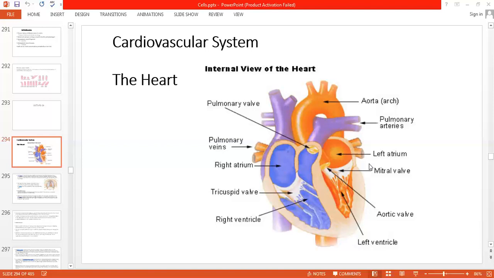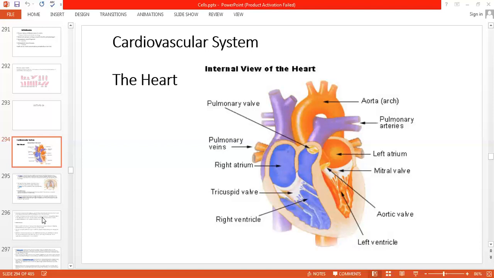Between the left ventricle and left atrium, there is a valve which is known as the mitral valve. And between the right atrium and right ventricle, there is a valve known as the tricuspid valve. So this is the anatomy of the heart.